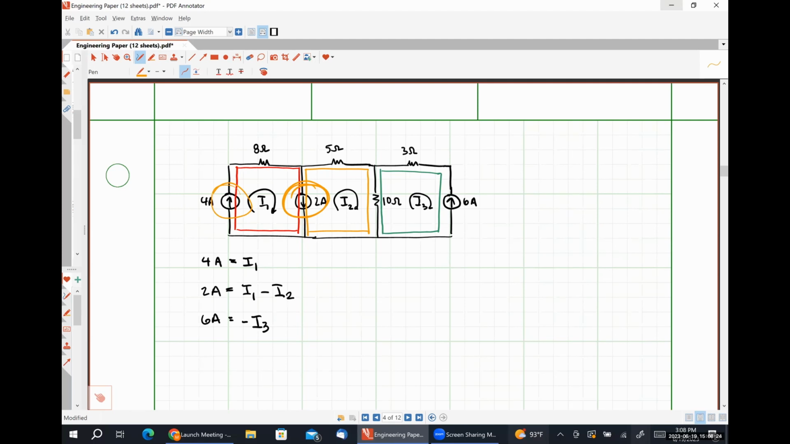So it doesn't happen a lot of the time, but it does happen every now and then. As a matter of fact, your third problem from your in-class assignment for today is a good example of a super mesh that contains a perimeter current source, where you don't have to write the KVL equation.